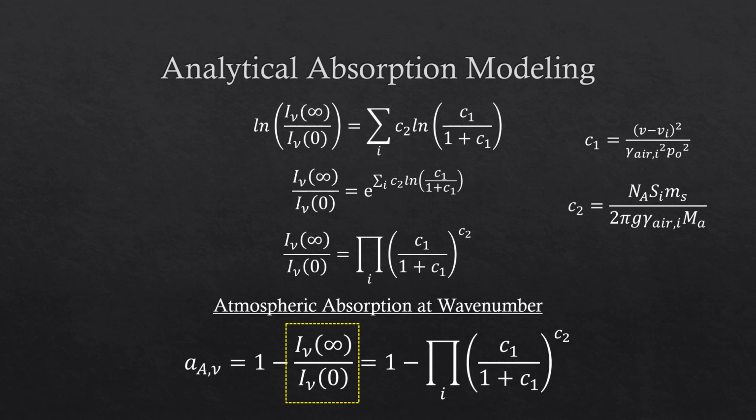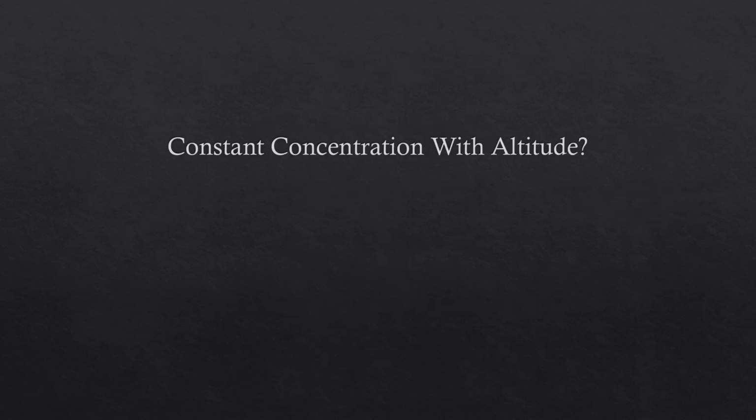The ratio compares the intensity of radiation exiting the atmosphere to the radiation emitted at the surface. This is the transmission through the atmosphere. So the absorption is 1 minus this ratio. Now remember, the assumed concentration for all substances was constant with altitude.